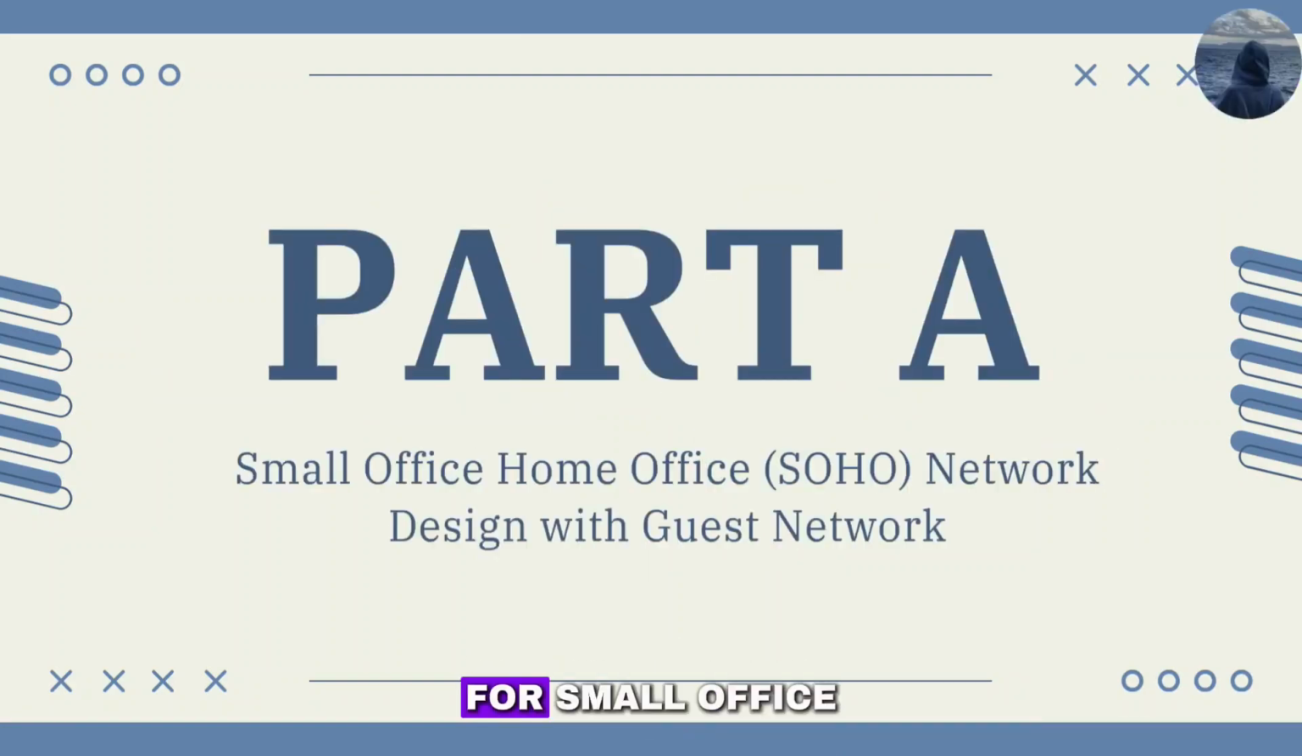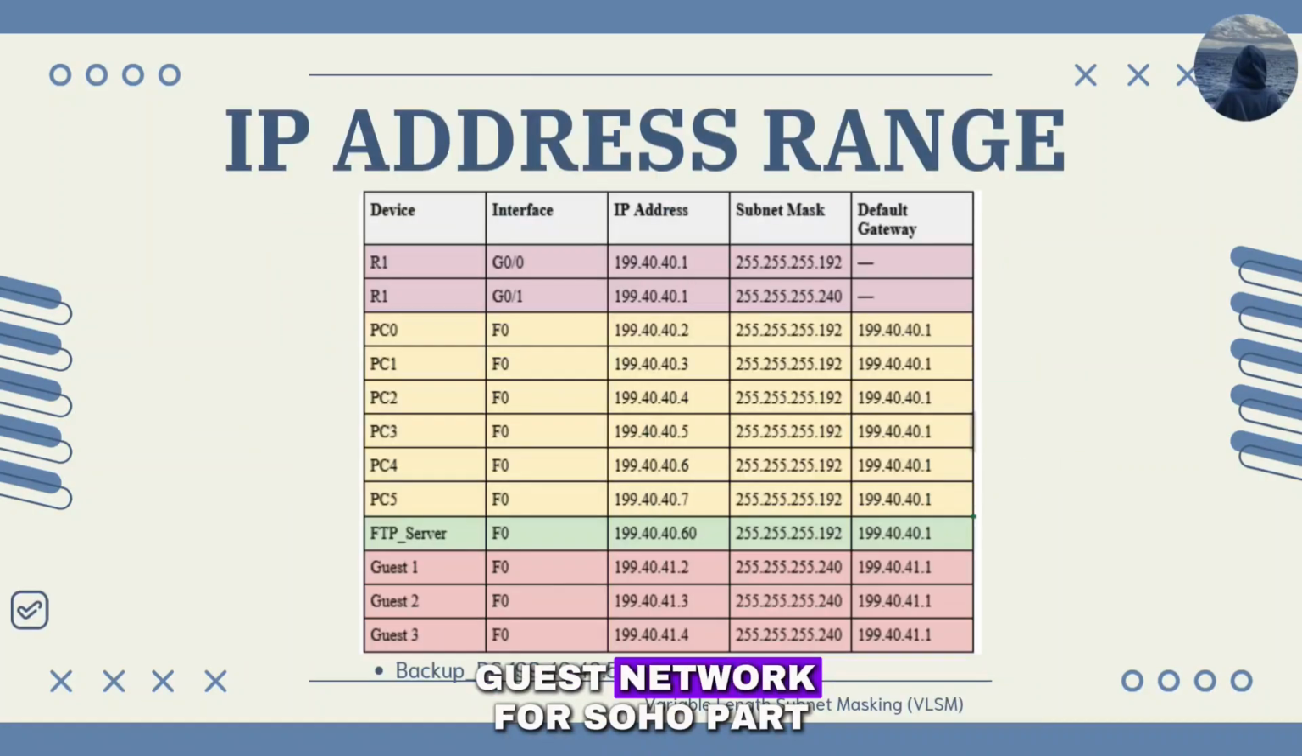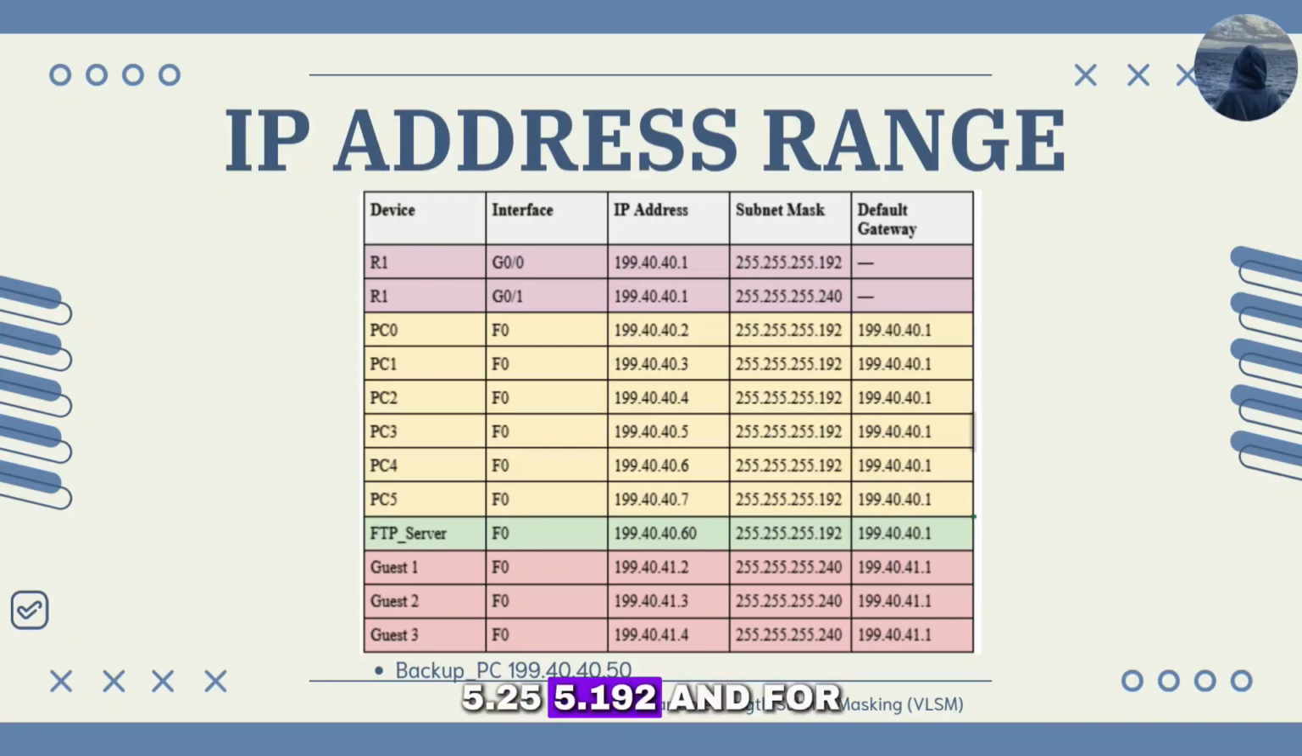Next, for part A, small office, home office, home network design with guest network. For the SOHO part, IP address range. The first device is R1. They have two interfaces, G0/0, G0/1. The IP address is the same, 192.140.40.1. Subnet mask for G0/0 is 255.255.255.192, and for G0/1 the subnet mask is 255.255.255.240. Both of them have no default gateway.